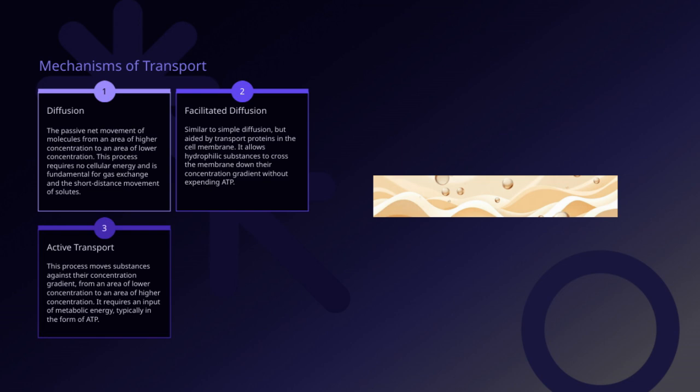This mechanism is crucial when cells need to accumulate substances that are in low concentration outside or inside the cell, like ions or nutrients.